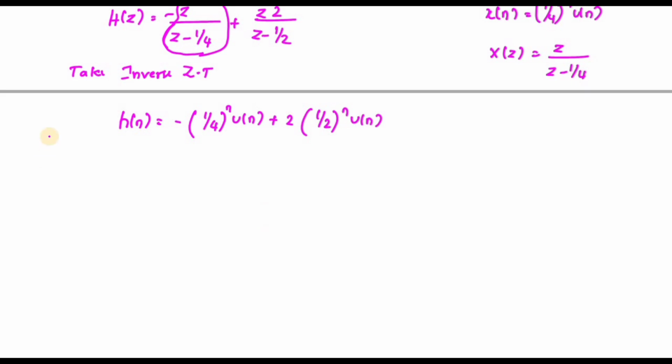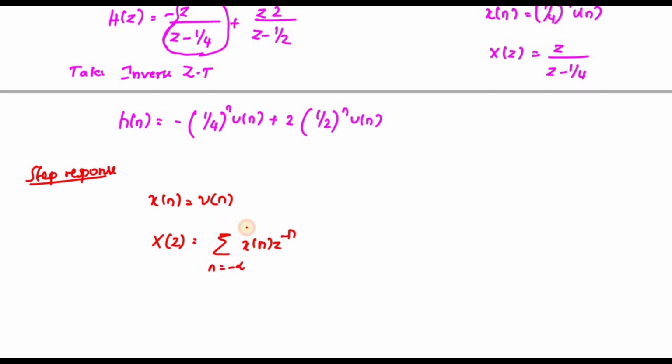So next they have asked about the step response, right? So step response means my x of n value is nothing but u of n. Okay. So if x of n is u of n, what will be my X of z? X of z is equal to summation x of n into z power minus n, n is equal to minus infinity to infinity. So here if I substitute u of n, it goes from n is equal to 0 to infinity, right? z power minus n.